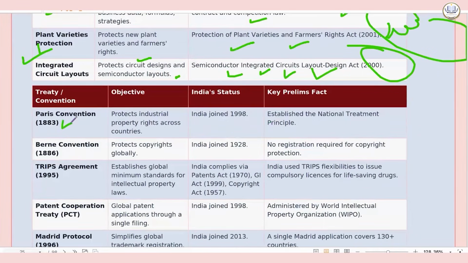There are some conventions, like the Paris Convention, which protects industrial property rights across countries. India joined in 1998; it established the National Treatment Principle. Then the Berne Convention protects copyrights globally. India joined in 1928. No registration is required for copyright protection.